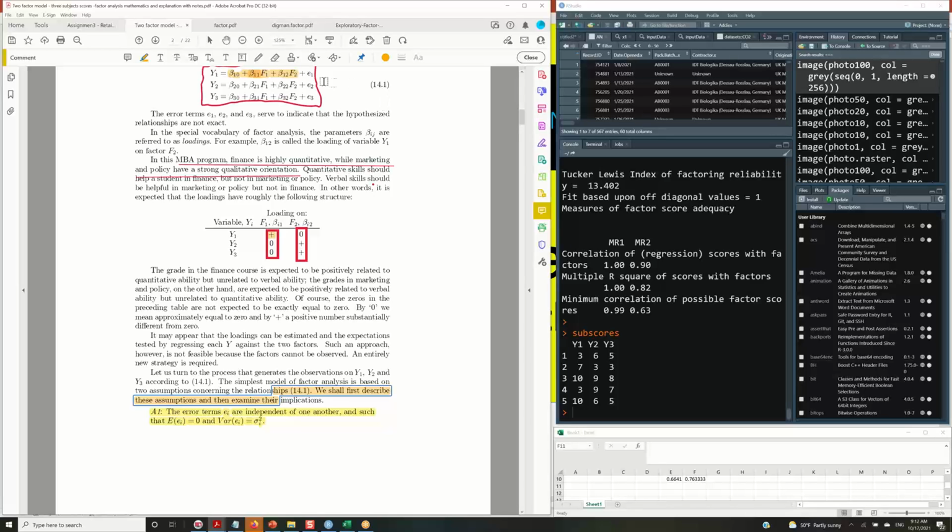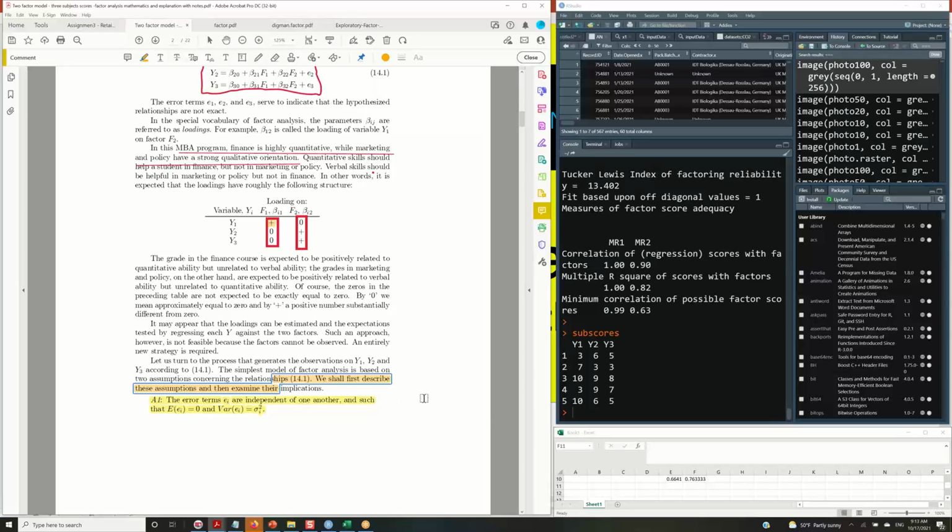Sigma 1 square is the variance of the error 1. Sigma 2 square is the variance of the error 2. Sigma 3 square is the variance of the error 3. And all of them have expectation 0, because this is centered. So when you take it away, the expectation will be 0.